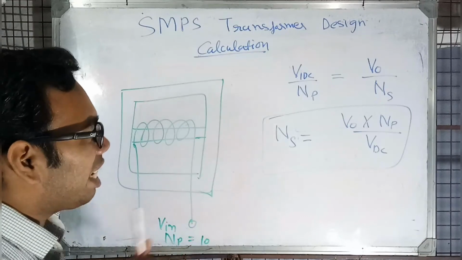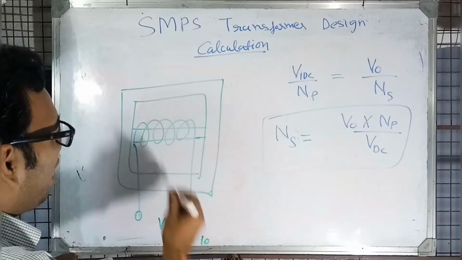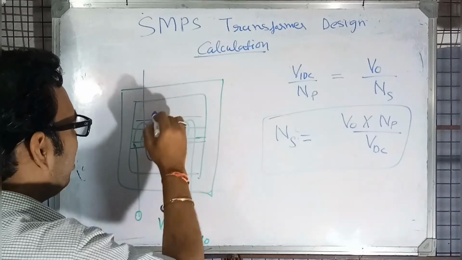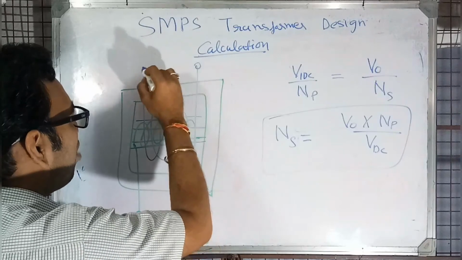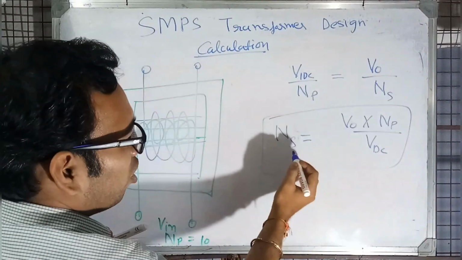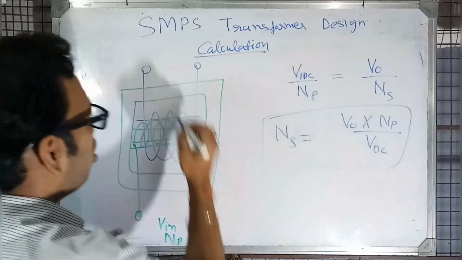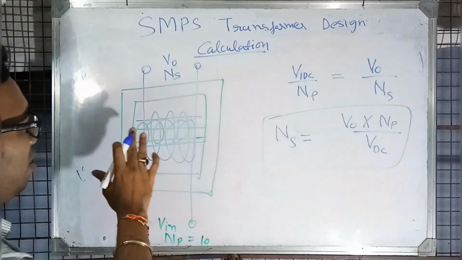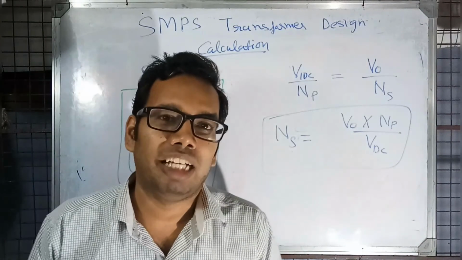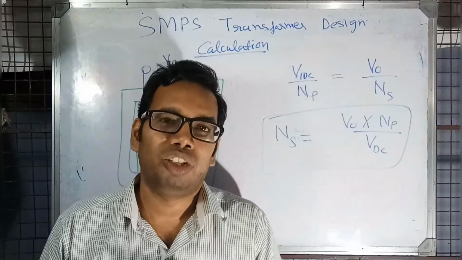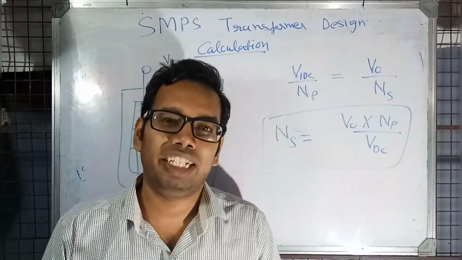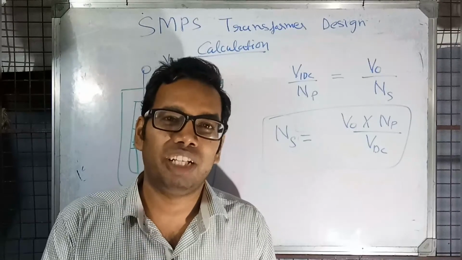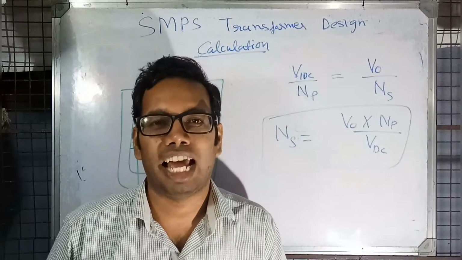Now we will wind the secondary turns. We wind the secondary turns after the insulation. First we put one insulation layer, then we wind the secondary turns on the insulation, and the number of secondary turns depends on this value, which we can calculate from here. This is my Ns and this is my V out. From this we can easily wind my SMPS transformer. In this manner we can design our homemade SMPS transformer. It is very easy if you design as per my calculations.